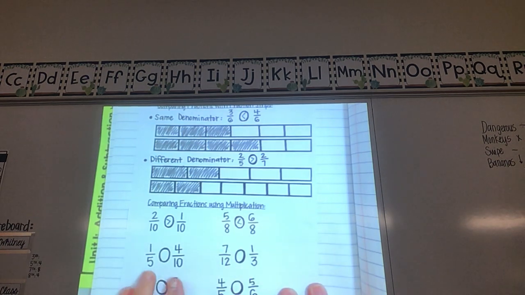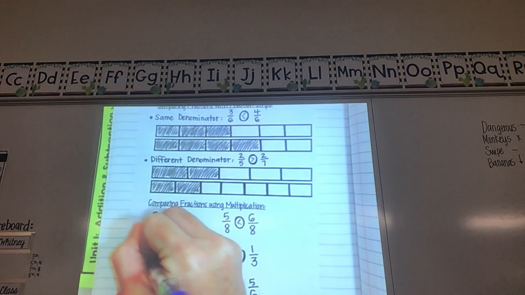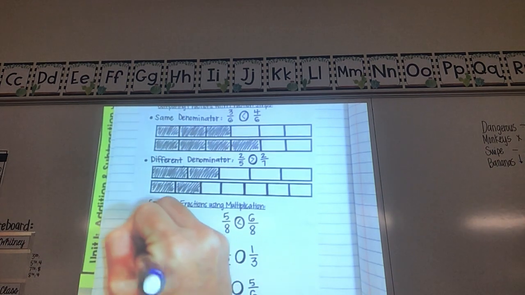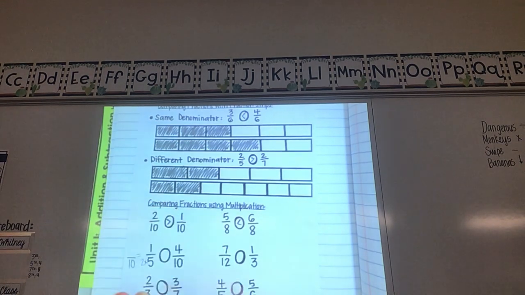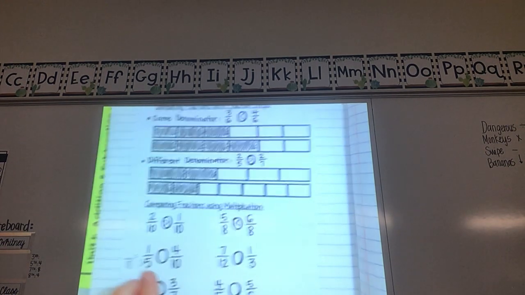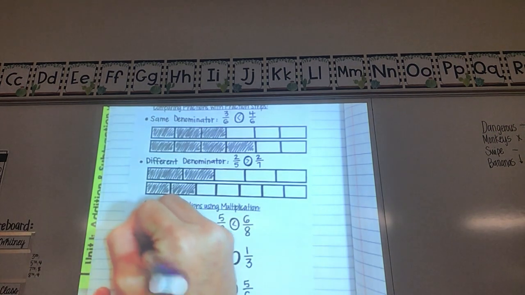Now, my next example here has 1/5 and 4/10. Uh-oh, my bottom numbers are not the same this time. In order to make them the same, we can use multiplication. So I'm looking, I know I could take 5 times 2, and that would make it a 10. Look, now my bottom number is a 10. If I times by 2 on the bottom, I also have to times by 2 on the top.